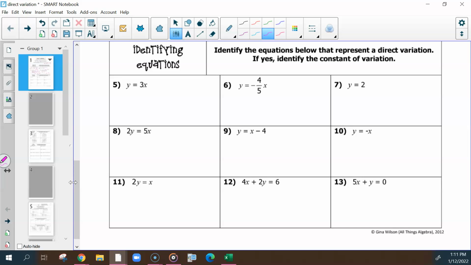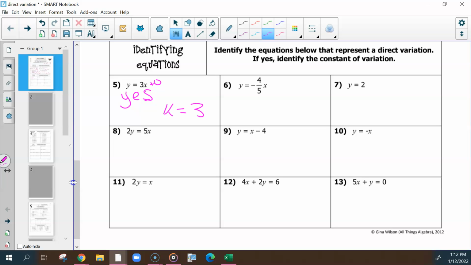For number 5, would this be a direct variation? Yes. This is a line. The y-intercept would be 0. It's not given, but that would be 0. So I could say, yes, this is. And because it is, we now need to find our constant of variation or proportionality. What would our k value be? What would k be? 3.